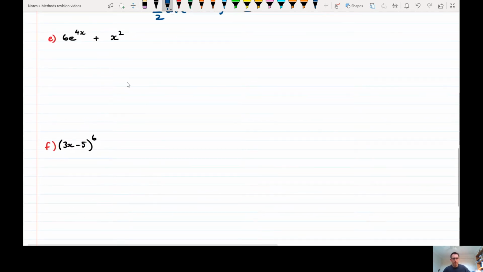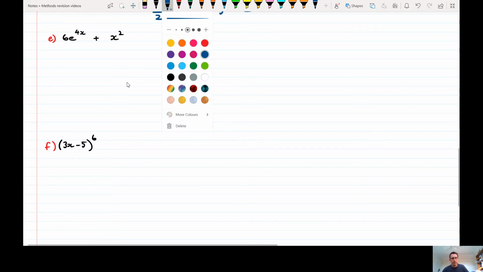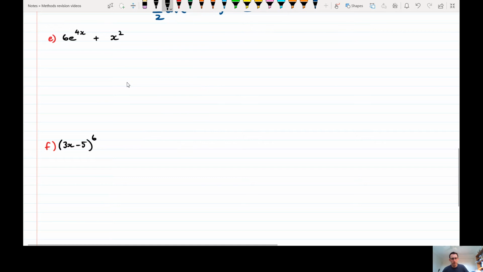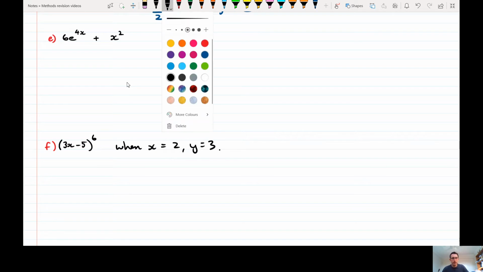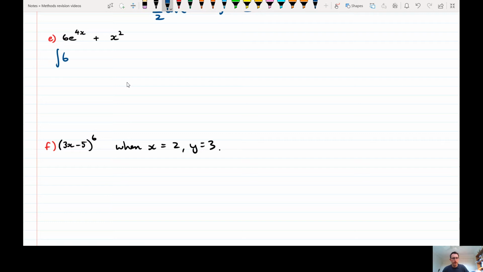Two more examples. With this last one, I'll chuck in an added thing: when x equals 2, y equals 3. And we will work that out in a second. For this one, once more, antiderivative, trying to show all the different rules here. With a plus, you anti-differentiate each part.